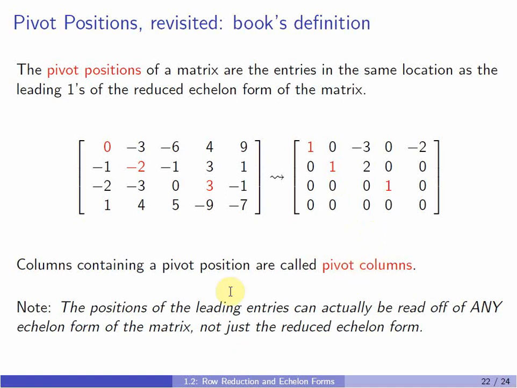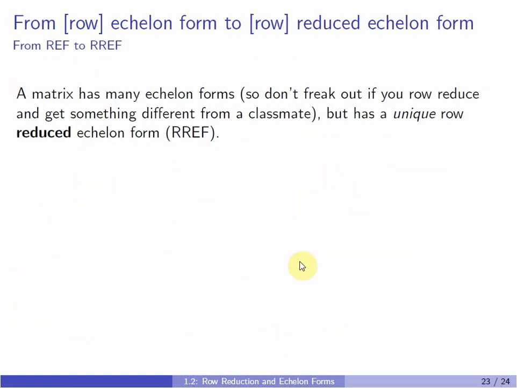So the thing is, this matrix is not in echelon form, right? Because of that 0 here, and well, other issues, like these are all trying to be leading entries. But once you have a matrix that is in echelon form, you can already know the positions of the leading entries. You can know where the pivot positions are from any echelon form matrix, not just the reduced echelon form matrix.